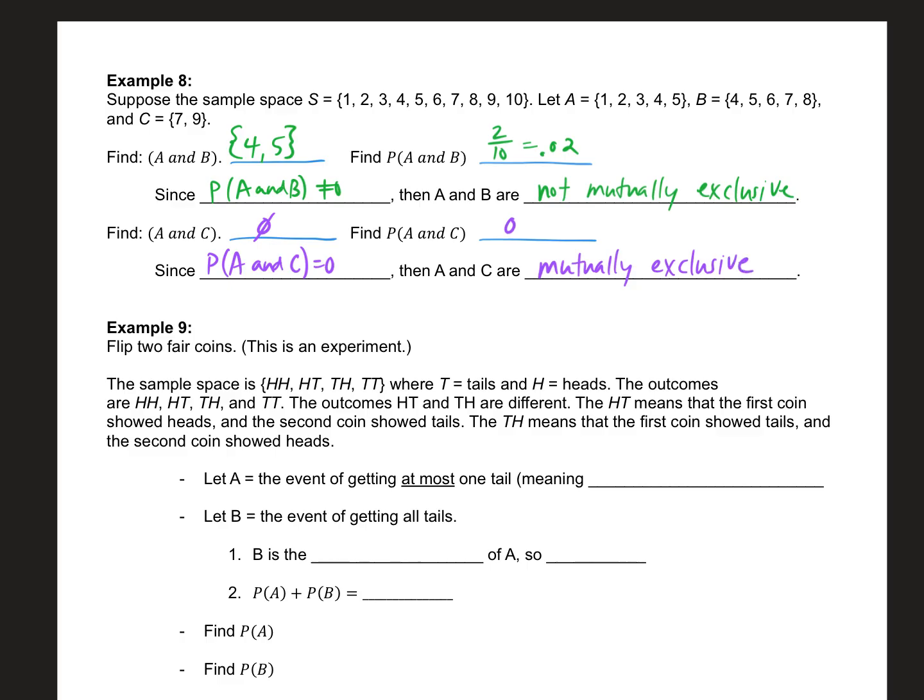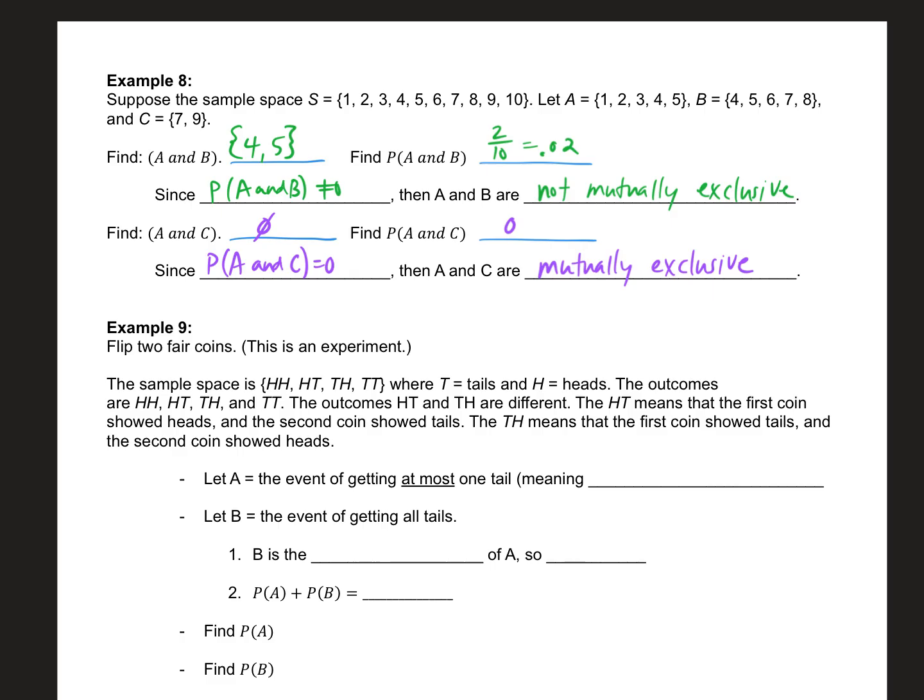All right, number 9. Flip 2 fair coins. Your sample space: you can get a heads and a heads, a heads and a tail, tails and heads, and tails and tails, right? Remember, heads-tails and tails-heads are different, so think of it being a penny and a quarter. Tails on one and heads on the other is not the same as heads on one and tails on the other. They're unique.